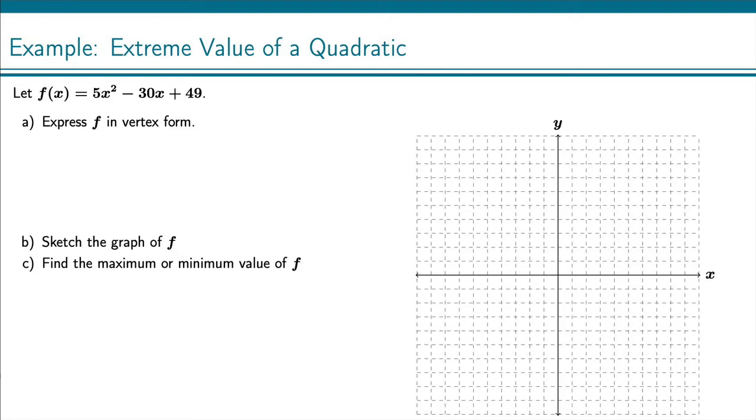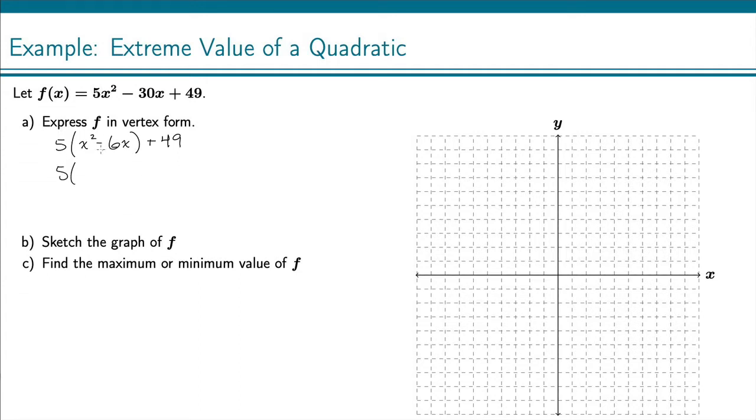Let f of x equal 5x squared minus 30x plus 49. First, we will express f in vertex form. So we need to complete the square here. We've got this leading coefficient. We're going to factor that out of these two x terms. We're left with an x squared minus 6x, and then we have our plus 49 on the outside.